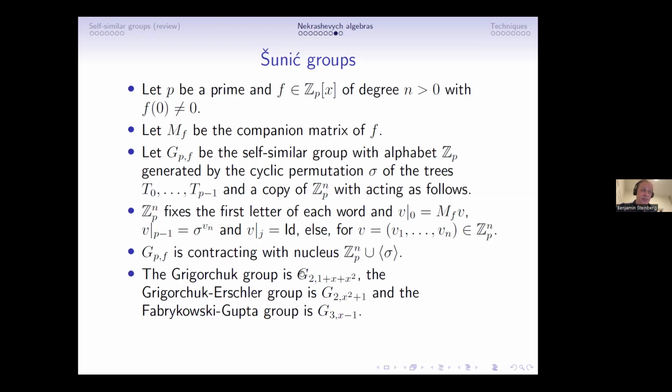For example, the famous Grigorchuk group is you take your prime to be 2, and you take the irreducible polynomial 1 plus x squared. And this guy has companion matrix that looks like this.